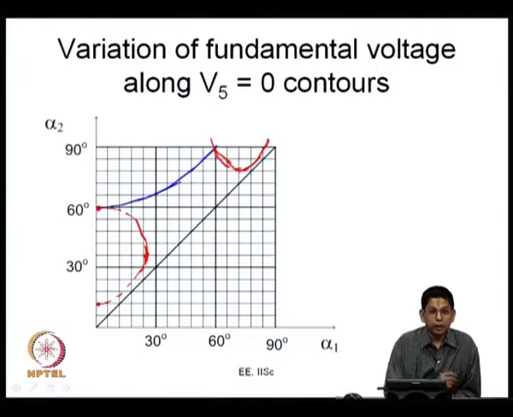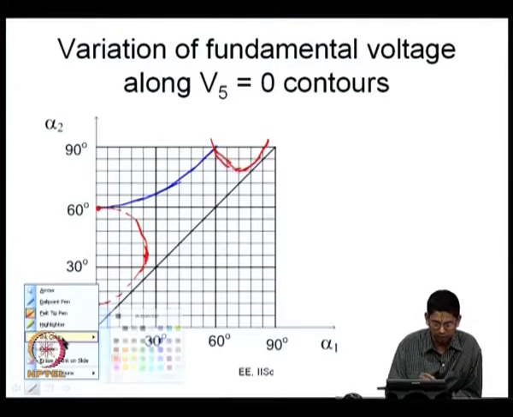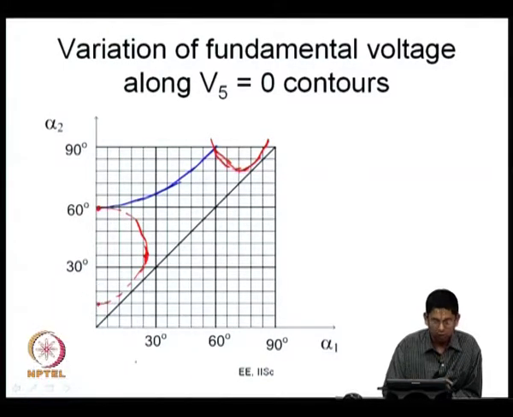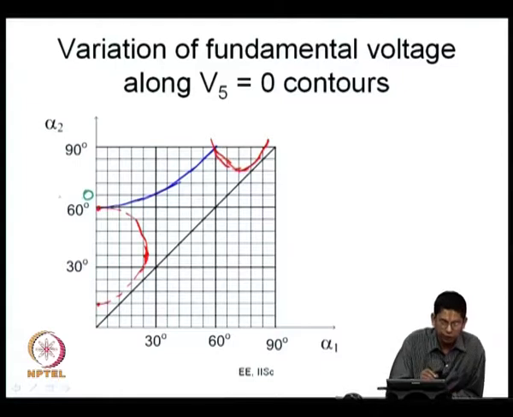So, we looked at this question about the solution for the fifth harmonic. Before that, let us start looking at the fundamental voltage. How does the fundamental voltage vary along this? Let me choose a different ink color. What is the fundamental voltage here? This fundamental voltage is 0. V 1 is equal to 0 along this line.